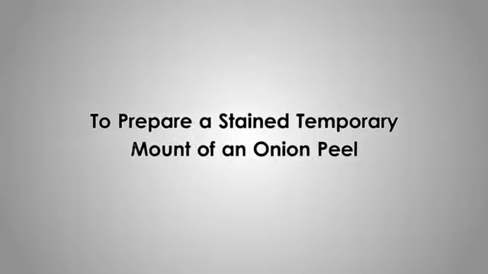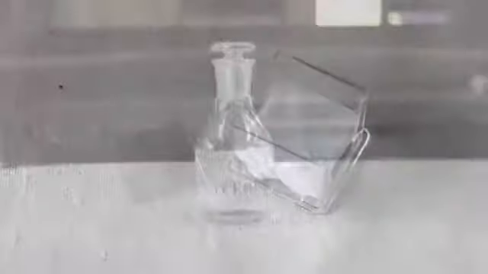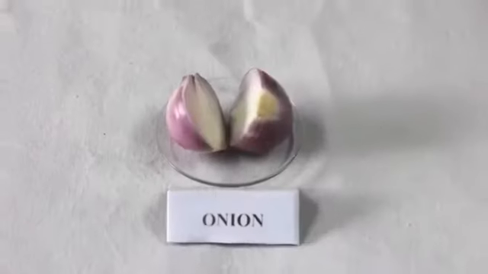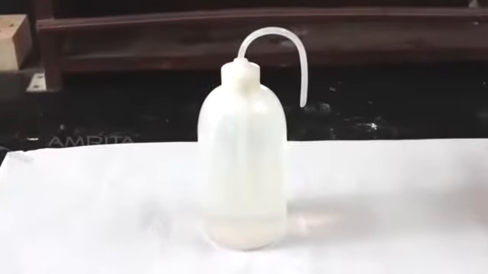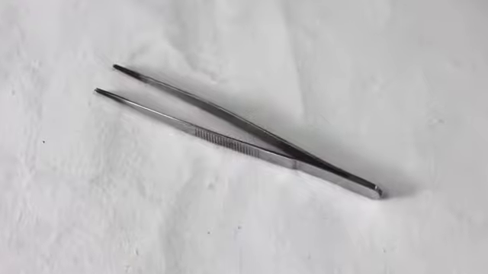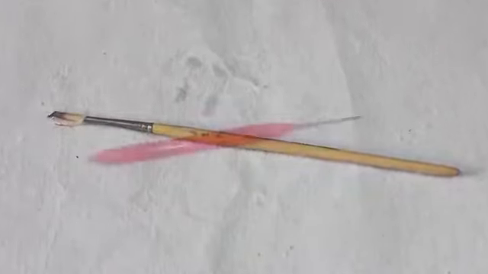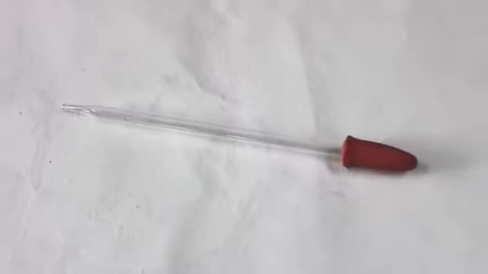To prepare a stained temporary mount of an onion peel. To do the experiment, we require cover slip, glycerine, glass slides, onion, watch glasses, distilled water, saffron in solution, forceps, brush, needle, compound microscope, blotting paper, and a dropper.